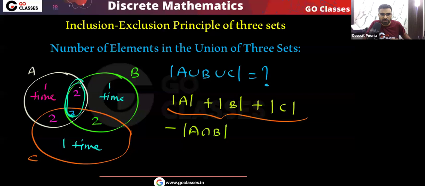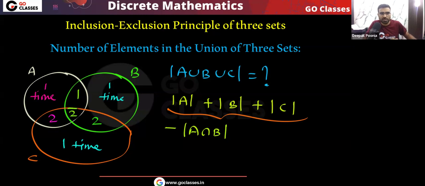These elements I am removing one time. Okay, only one time I am removing. So you can see when I remove these elements in A intersection B one time, then what will happen? Now you can see this 2 will become 1, this 3 will become 2. Correct? So very simple point: this 2 I can write as 1 and this 3 I can write as 2.